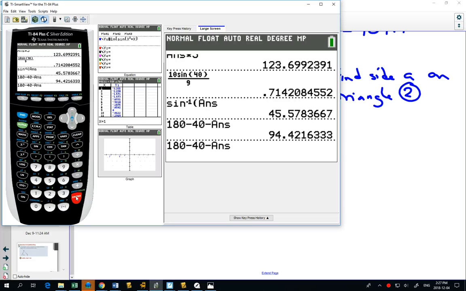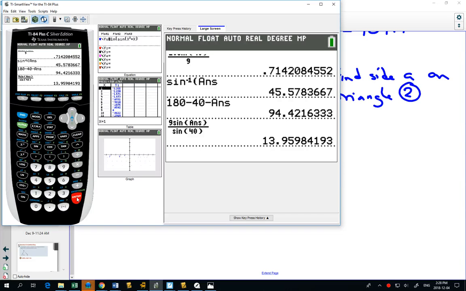So I'm going to go 9 times sine of that answer. So I can go second answer, keeps all of those decimal places, divided by, what was on the other side? 40. Sine 40, thank you. Enter, and we find that A is 14.0.